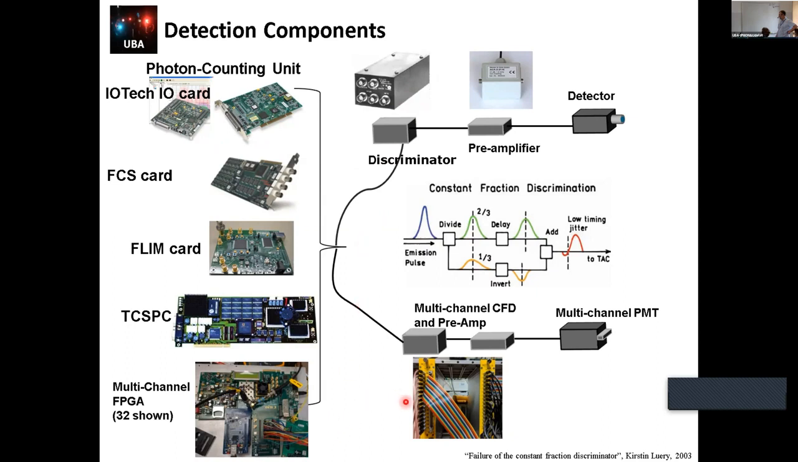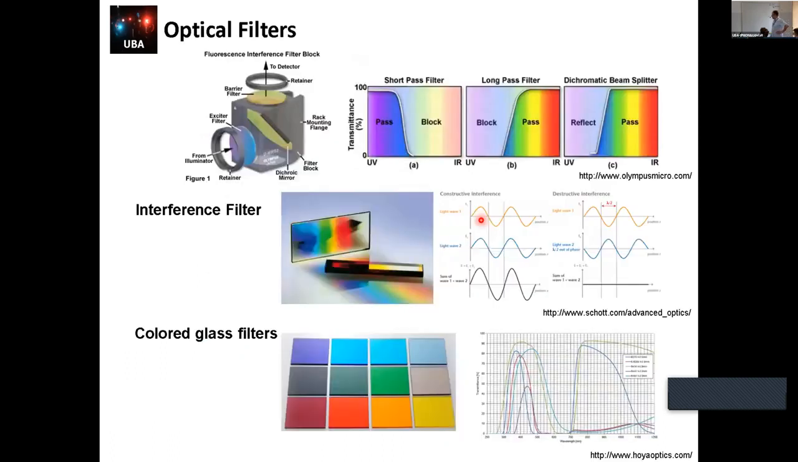And in this project that Lorenzo will tell about, I think tomorrow, this is the discriminator and amplification for 32 channels in parallel. So he can achieve basically FLIM in 32 channels, so spectral FLIM, truly parallel spectral FLIM.